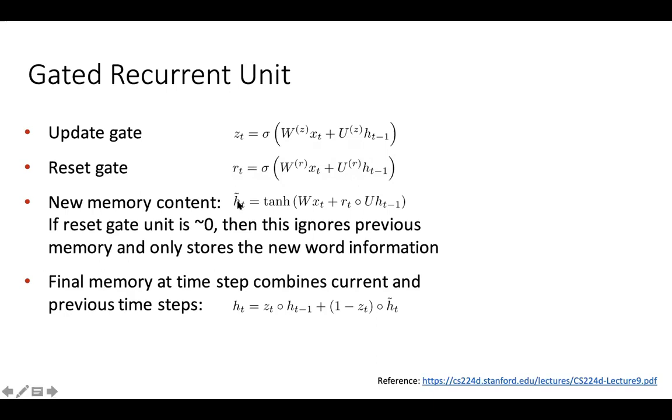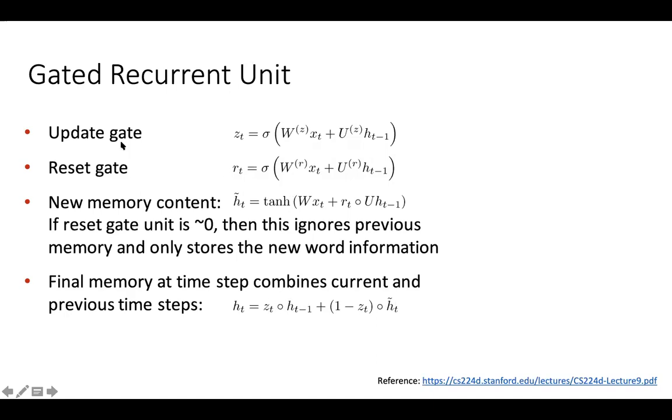And the final memory: once you have h tilde t, you'll use that to derive the final h_t. So you can see that here, h tilde t and h_{t-1}, it's a convex sum. There's h tilde t here, and h_{t-1} is the previous time, the previous hidden layer. So this time, z_t controls how much you want to use h tilde t and how much you want to use the previous hidden layer.